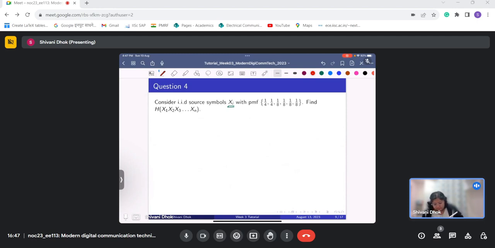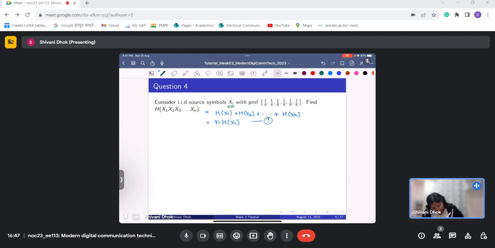If I have H(X1, X2, X3, ..., Xn) and they are IID, that is independent and identically distributed, then I can simply write this as H(X1) plus H(X2) and so on till H(Xn). And since these are all IID, H(X2) will be equal to H(X1) and so on. So this I can write as n times H(X1). Okay, so this is the first thing that we have here.